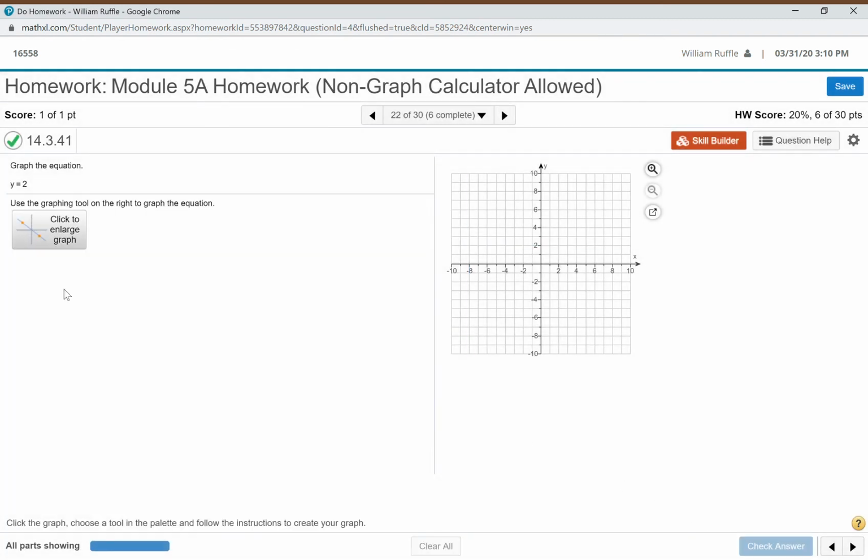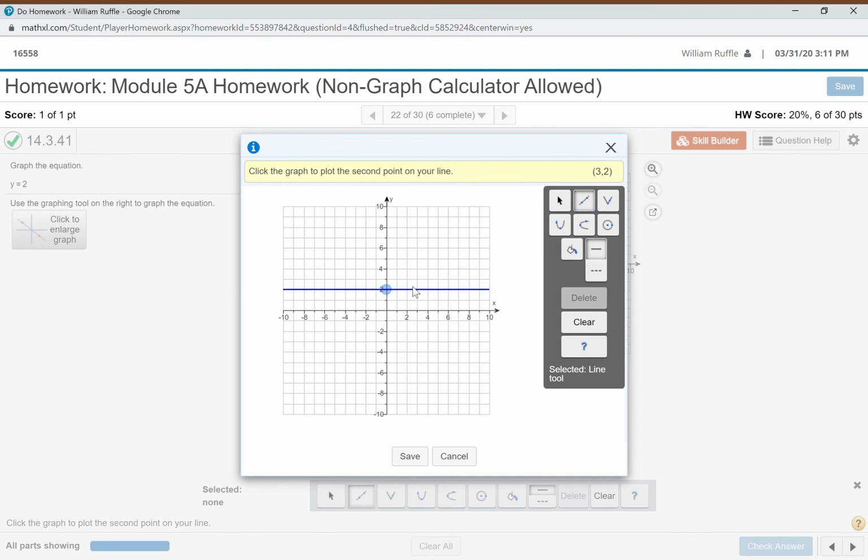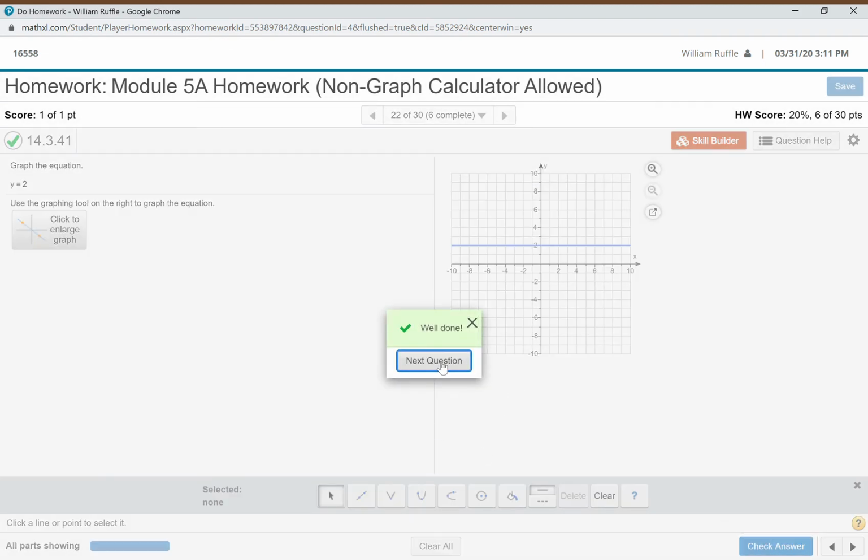And the other question that I want to do is y equals 2. Remember, that's a horizontal line. You just click on the line 2. You go to where y equals 2. Click there. And again, I can click anywhere I want, just as long as it's horizontal. And check my answer. Alrighty.